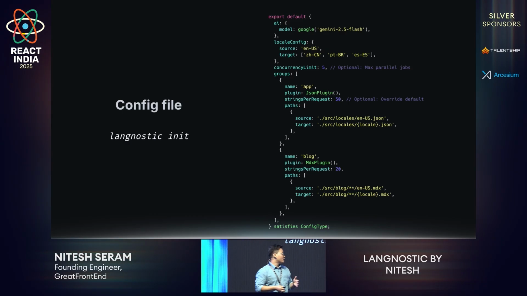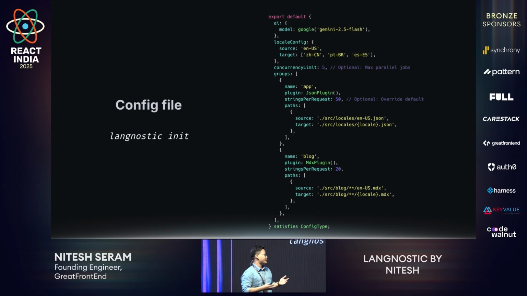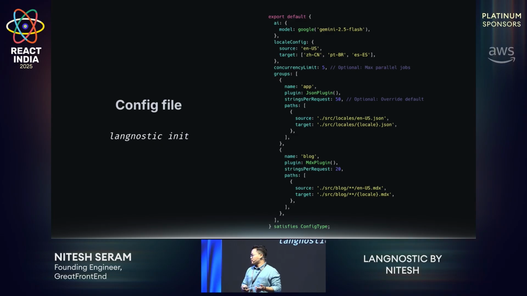So you define what's the source and target for that MDX file, and then you define a corresponding plugin to handle that particular specific file type. So for the Markdown file, we are passing a Markdown plugin to handle that particular file format.